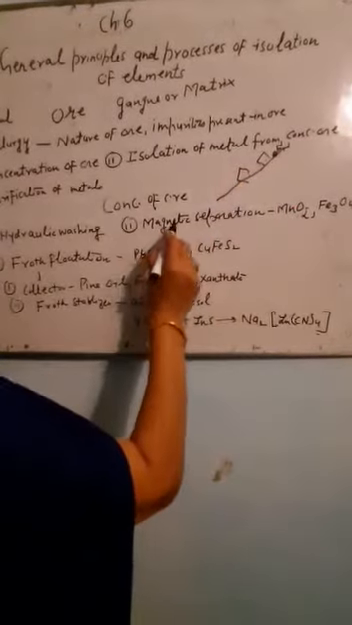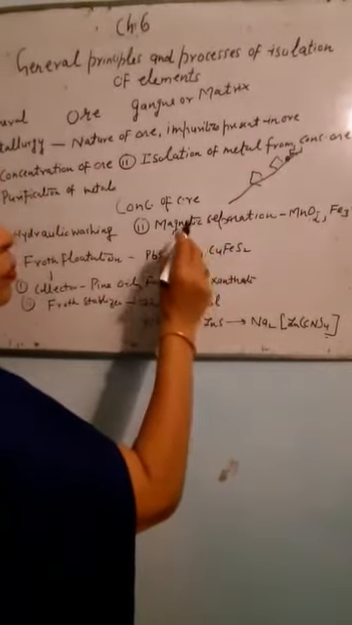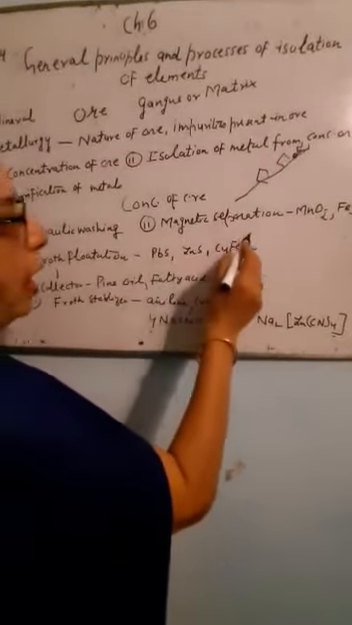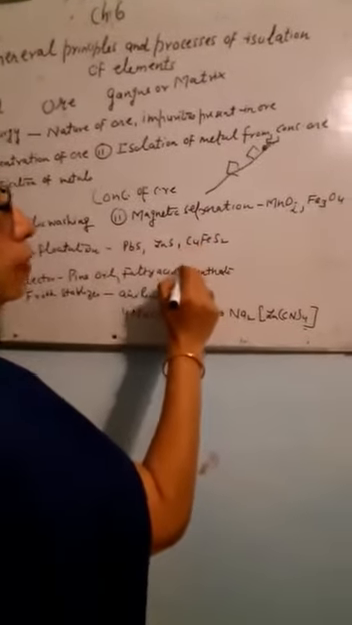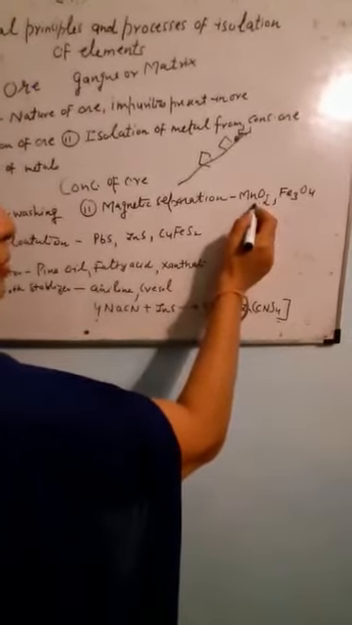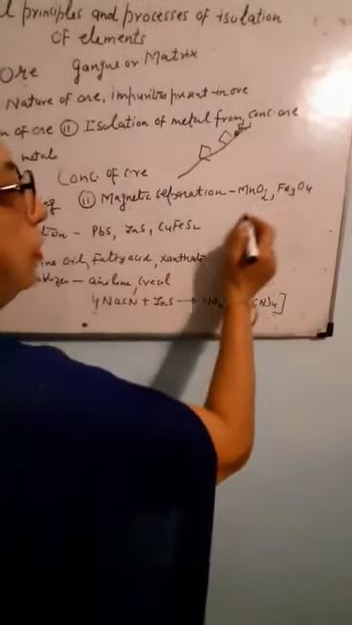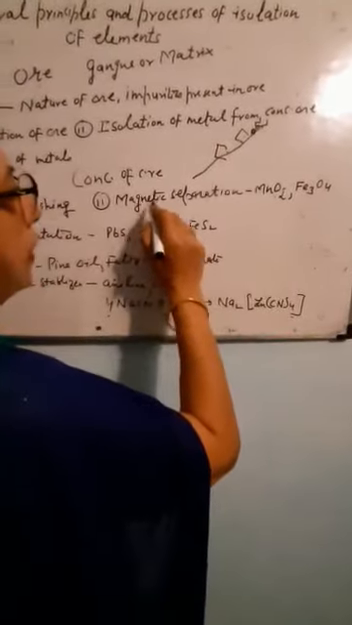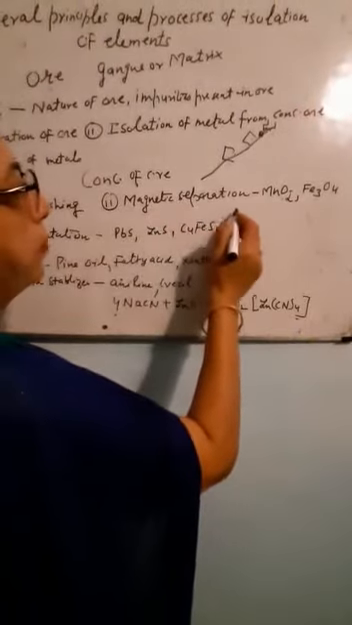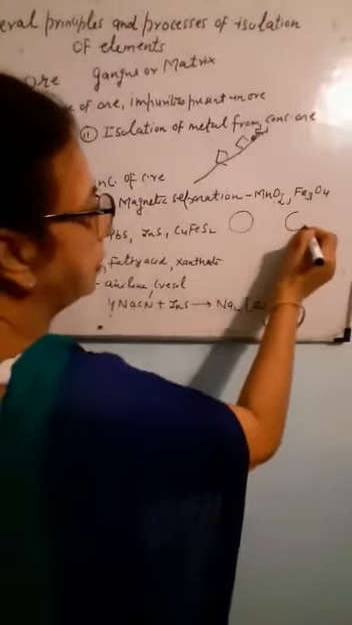The next one is magnetic separation. Magnetic separation is done for those minerals in which either the ore or the impurities are magnetic in nature. It is done for an ore of manganese, pyrolusite. Then there is an ore of iron, Fe3O4, from which impurities are removed by this method. Two rollers are taken. One of the rollers is non-magnetic and the other roller is magnetic.